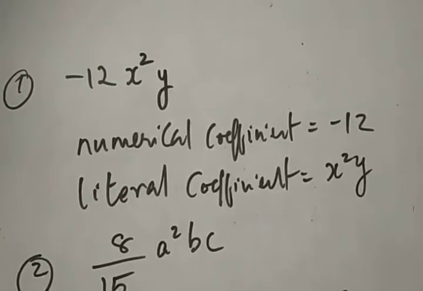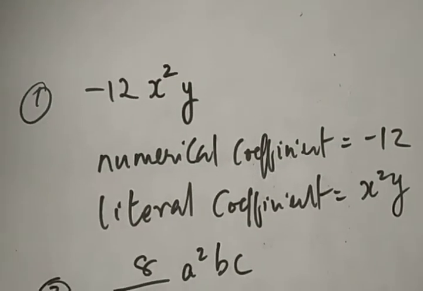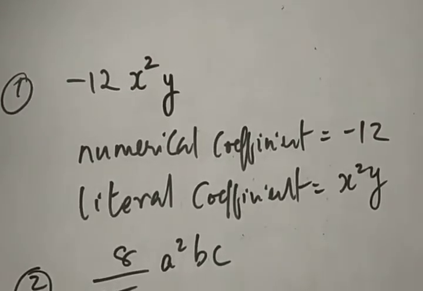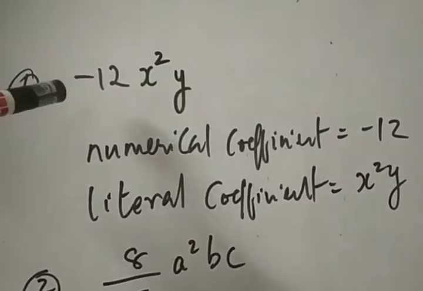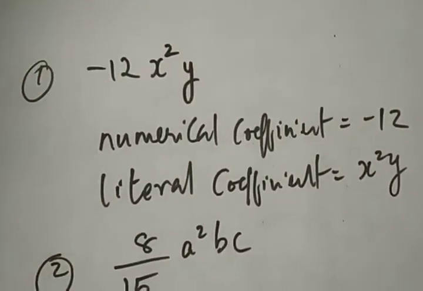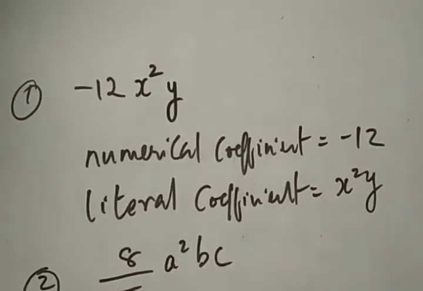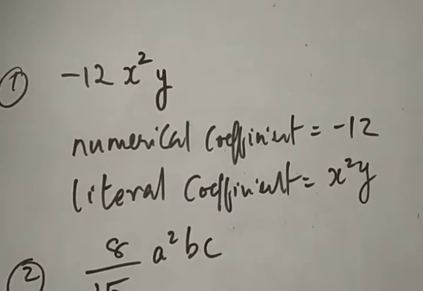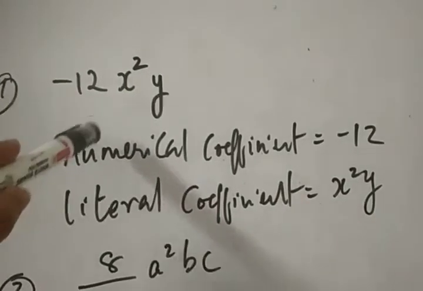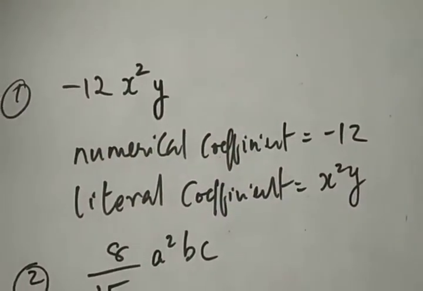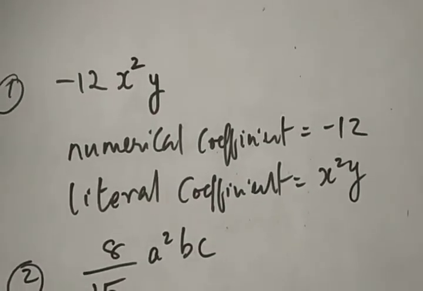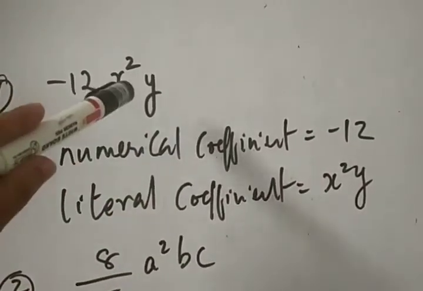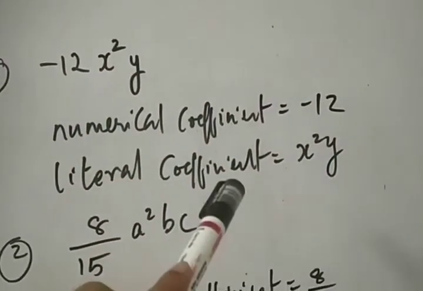Let's see some examples. Here we have a monomial minus 12x square y. Why do we call it a monomial? We know that a monomial is an algebraic expression which contains only one term. Here this contains only one term, so minus 12x square y is a monomial. We need to find its numerical coefficient and literal coefficient. The numerical coefficient is the constant factor in that term, so here it is minus 12. The literal coefficient is the product of the variable factors in that term. Here the variables are x square and y, so the product is x square y. So the literal coefficient is x square y.